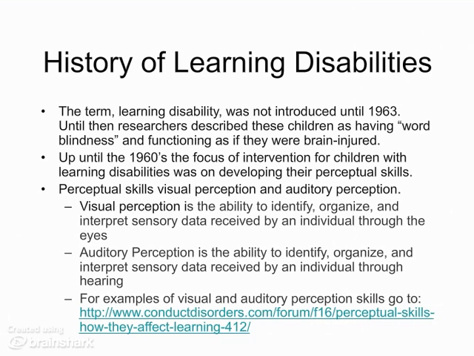Visual perception is the ability to identify, organize, and interpret sensory data received by an individual through the eyes. Auditory perception is the ability to identify, organize, and interpret sensory data received by an individual through hearing. For examples of specific visual and auditory perception skills, go to the link provided on this slide.